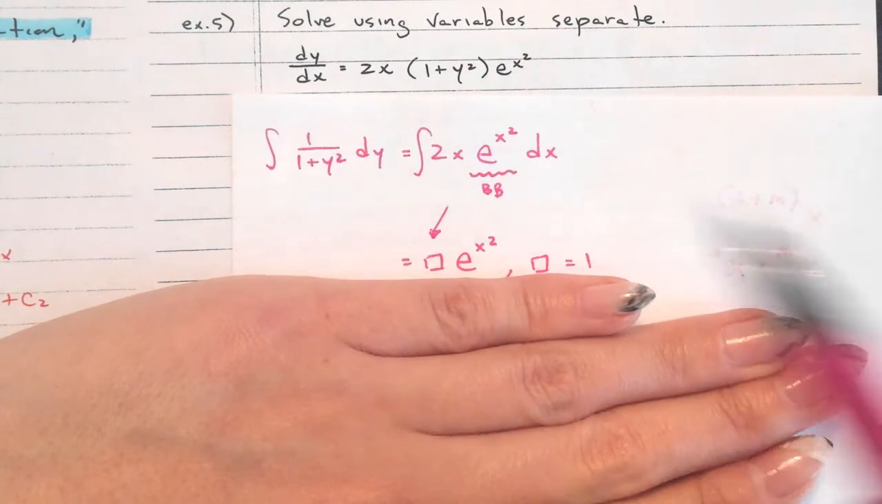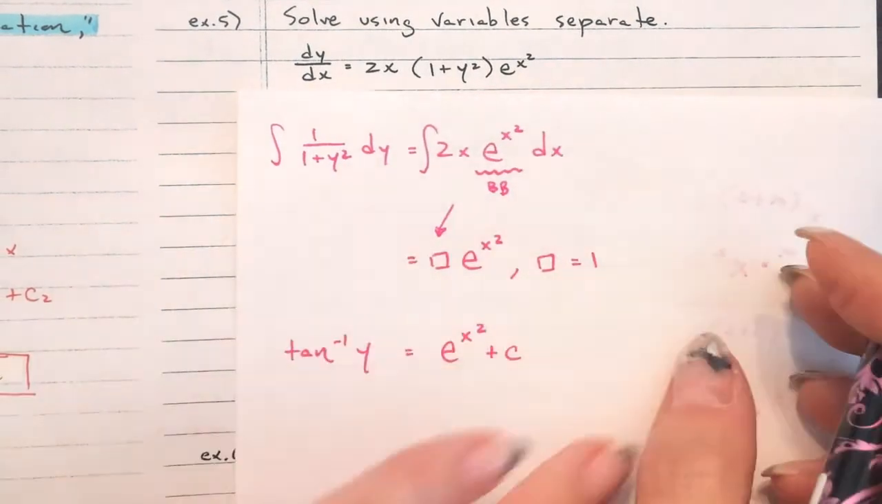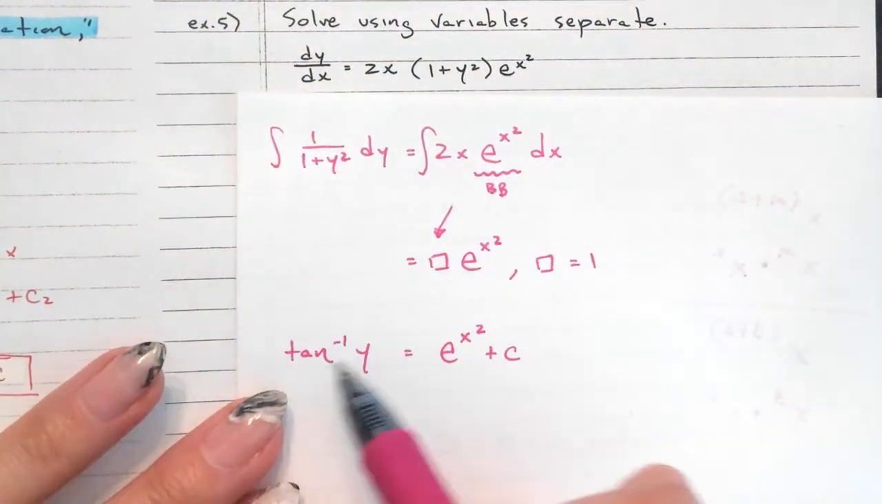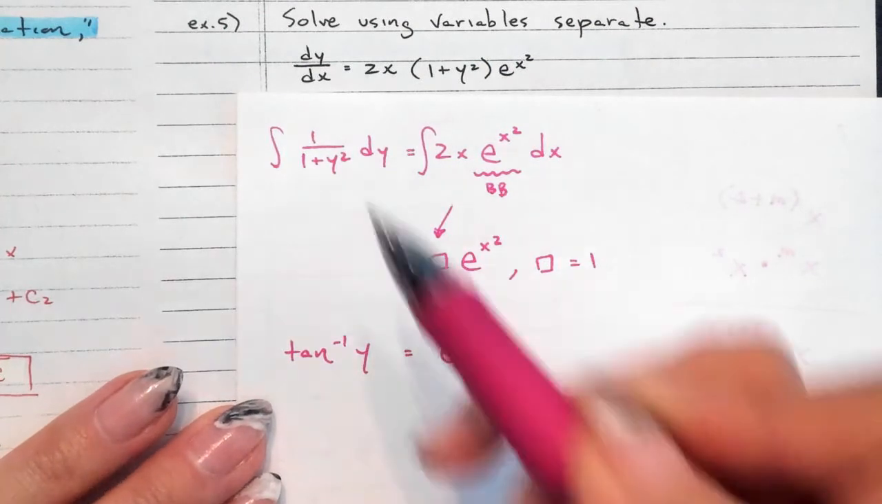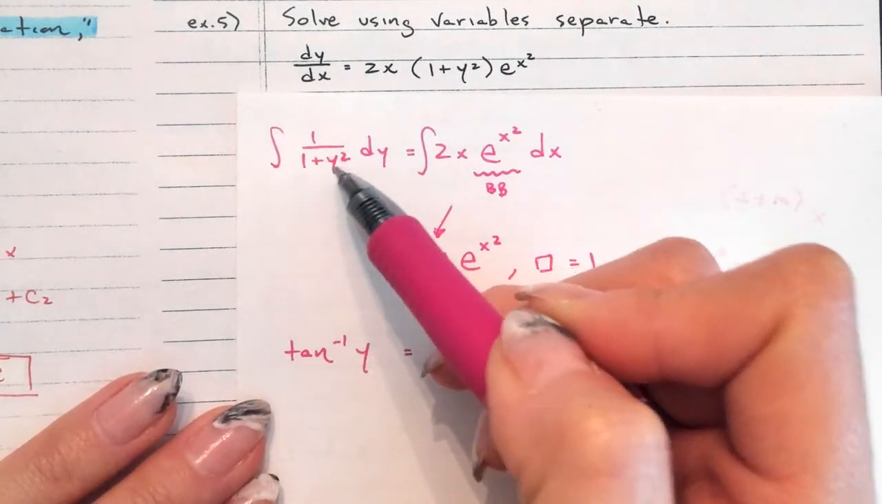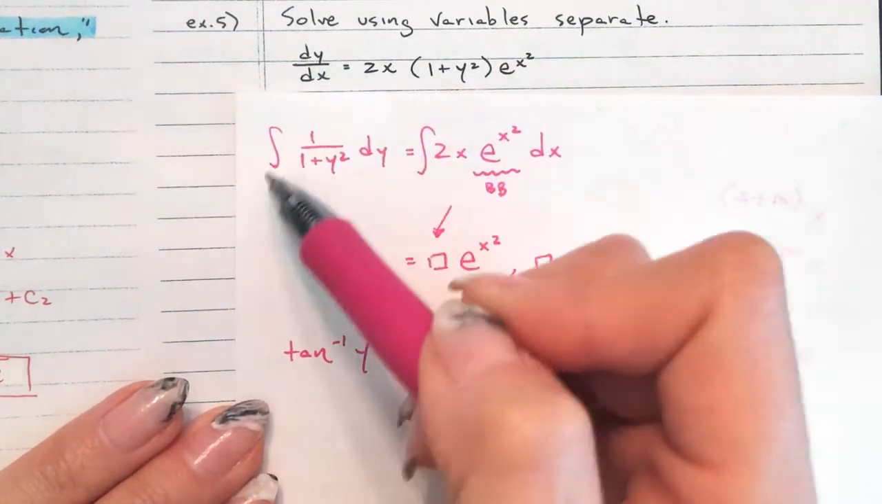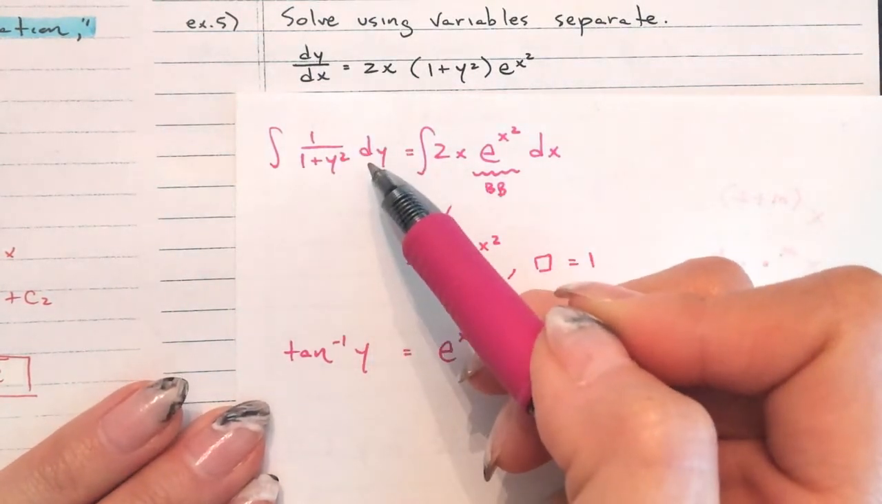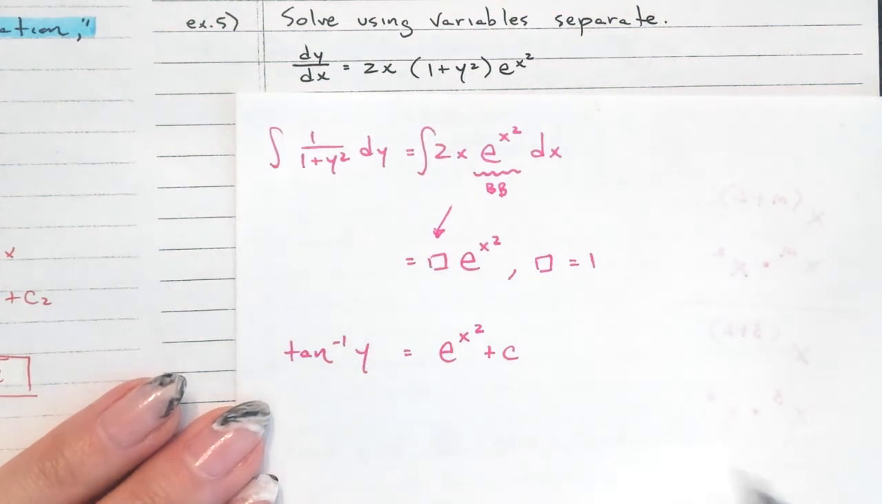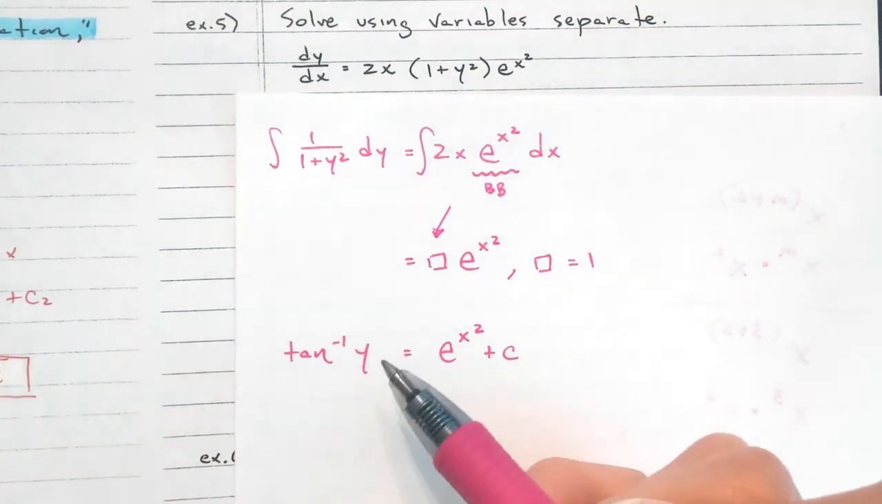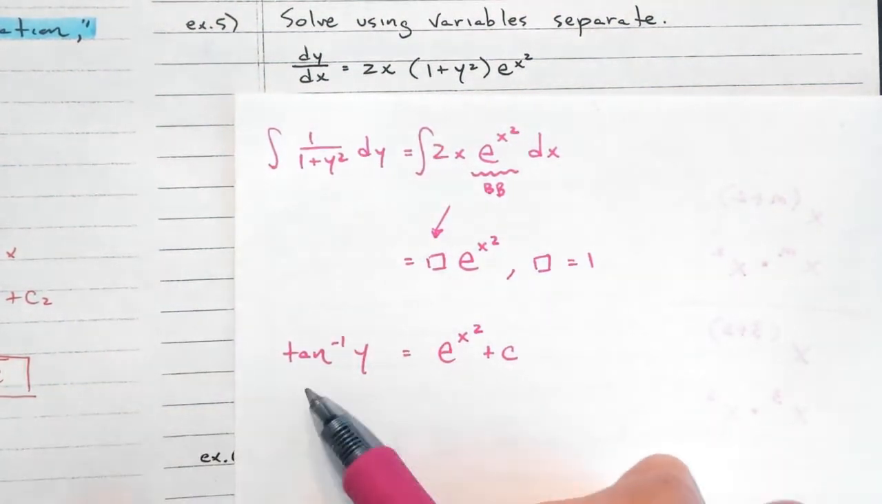What is this when you take the antiderivative? You've got to recognize it: tangent inverse of y, right? 1 over 1 plus x squared is tangent inverse of x, because 1 over 1 plus box squared is going to be tangent inverse of box, right? I know it's been a little while. Okay, so we have this.